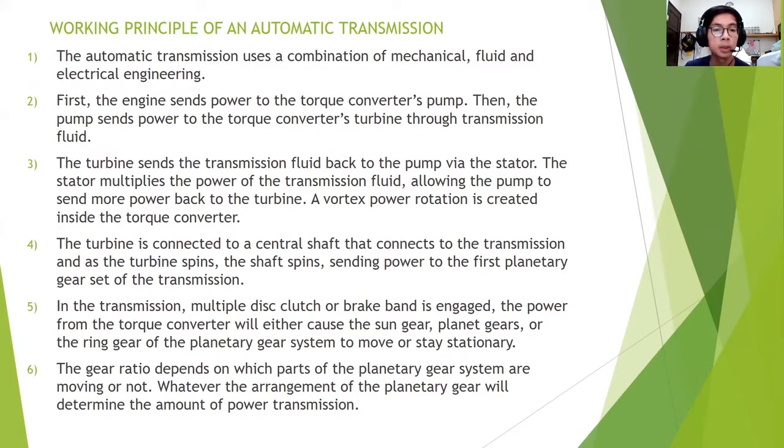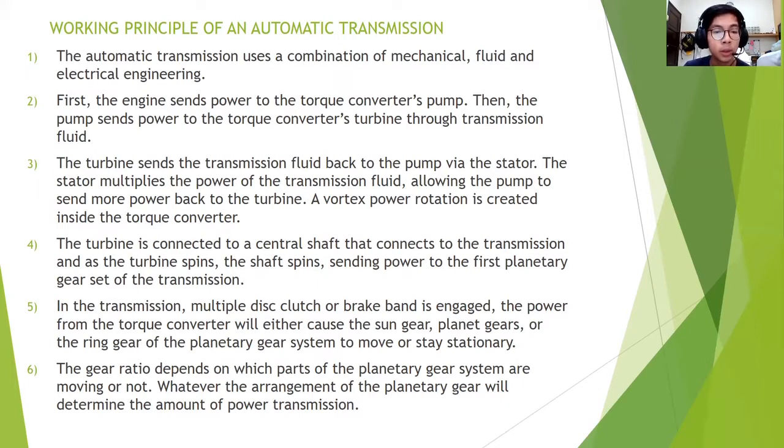The stator multiplies the power of the transmission fluid, allowing the pump to send more power back to the turbine. A vortex power rotation is created inside the torque converter. Then the turbine is connected to a central shaft that connects to the transmission, and as the turbine spins, the shaft spins, sending power to the first planetary gear set of the transmission.